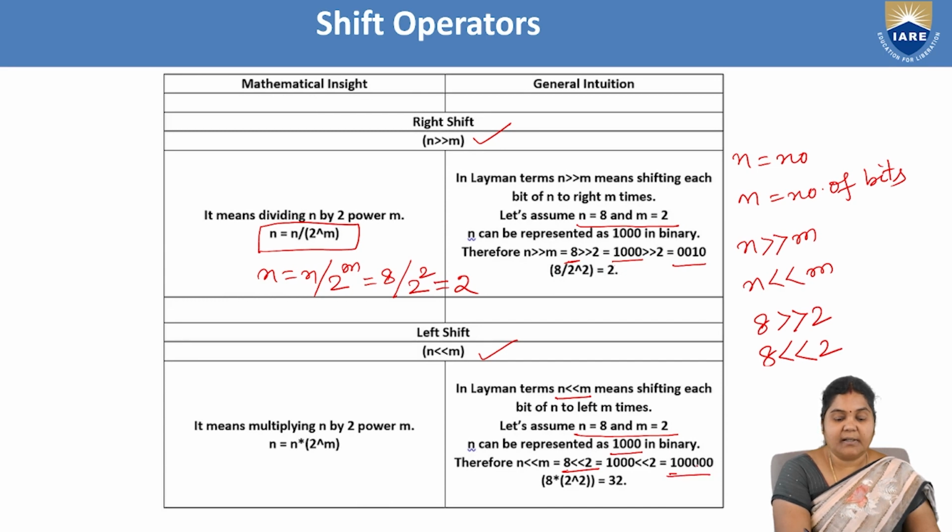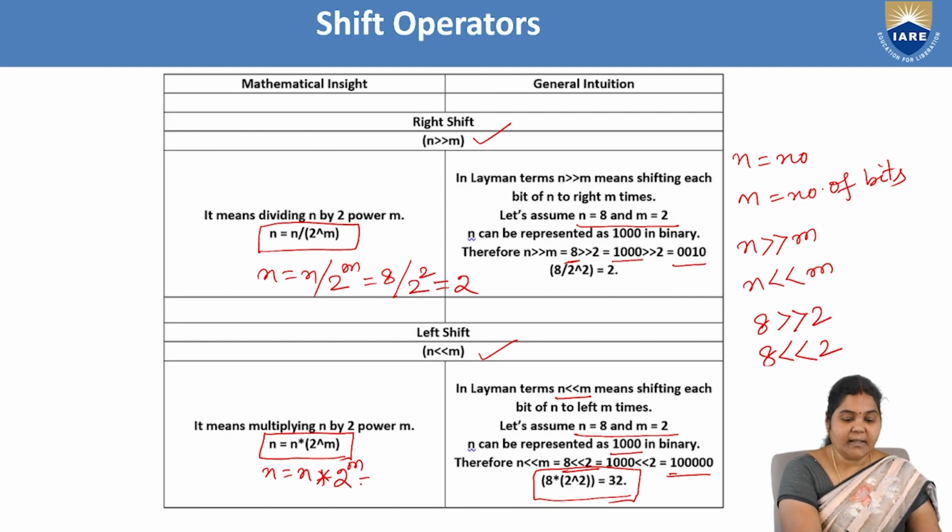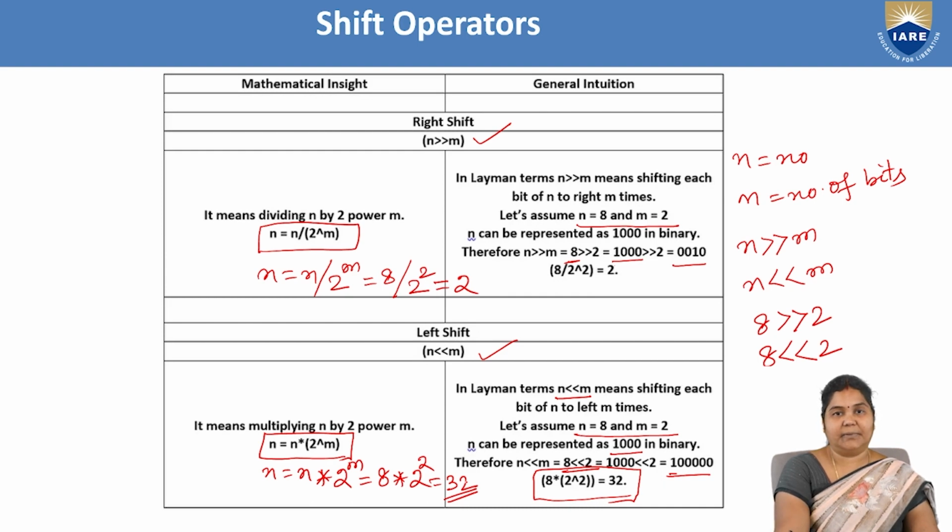So we have represented this, and if you want to do it in a quicker manner, there is a formula for this. n left shift by m bits is nothing but n is equal to n multiplied by 2 to the power of m. If n is equal to 8, multiplied by 2 to the power of 2, it will give you the result 32 in our example. So these are the shift operators available in Python.